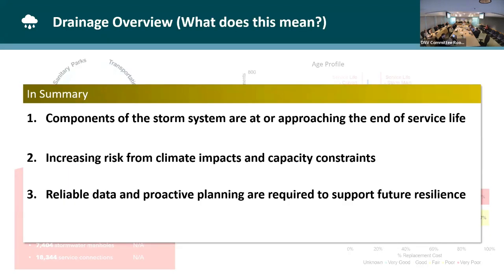We've covered off on most of these pieces, so I just don't want to repeat. First topic is about when assets were built, they're getting towards their end of asset life. We've been talking about climate change and capacity constraints. And then, for some of our categories, some of the data is quite limited. For example, we have hundreds of culverts. We'd love to get more data about our culverts. That's another key area of our drainage network as well.